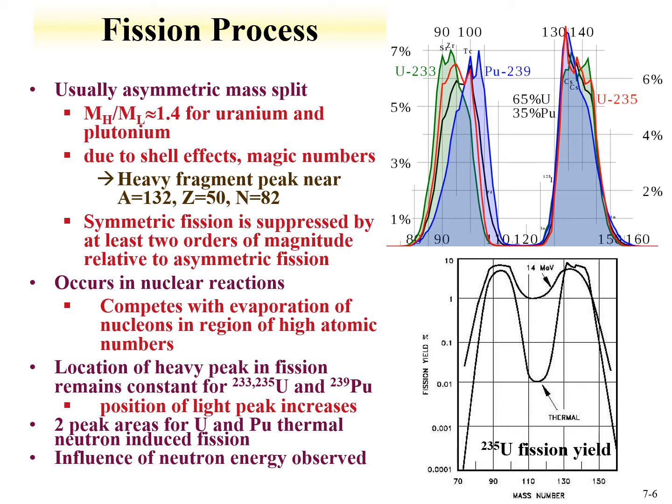So as we've seen, the location of the heavy peak pretty much remains constant for the uranium isotopes and plutonium-239. We see the lighter peak increasing. We can also see an influence of neutron energy, as seen here. This is for the uranium-235 fission yield, with the difference between thermal neutrons and 14 MeV neutrons. The obvious change is that as we increase the energy, the yield in this middle section goes up. What we're seeing is that we're kind of washing out some of the shell effects with higher energy.